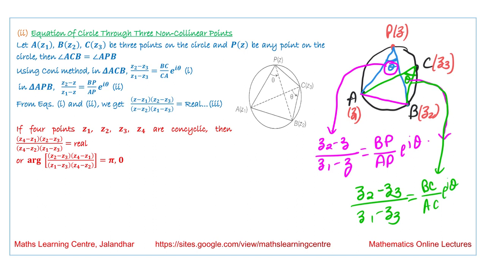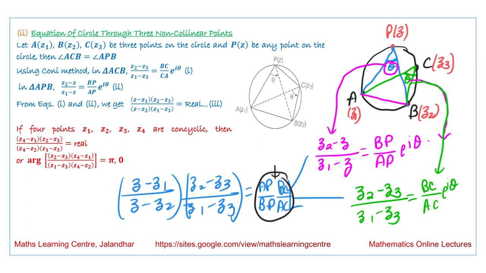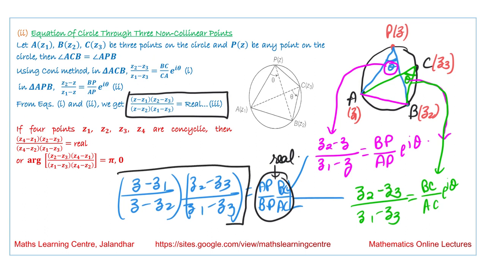Now if we divide both these equations, we obtain (z minus z1) over (z minus z2) into (z2 minus z3) over (z1 minus z3). This is equal to AP over BP into BC over AC, and this is a real number. So we have the condition that the product of these two terms should be a real number.